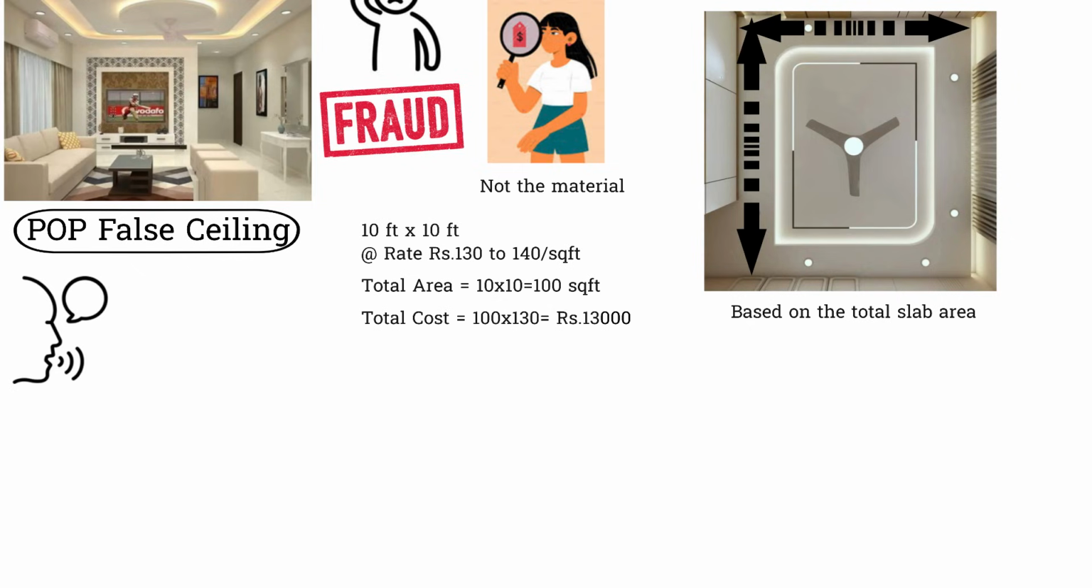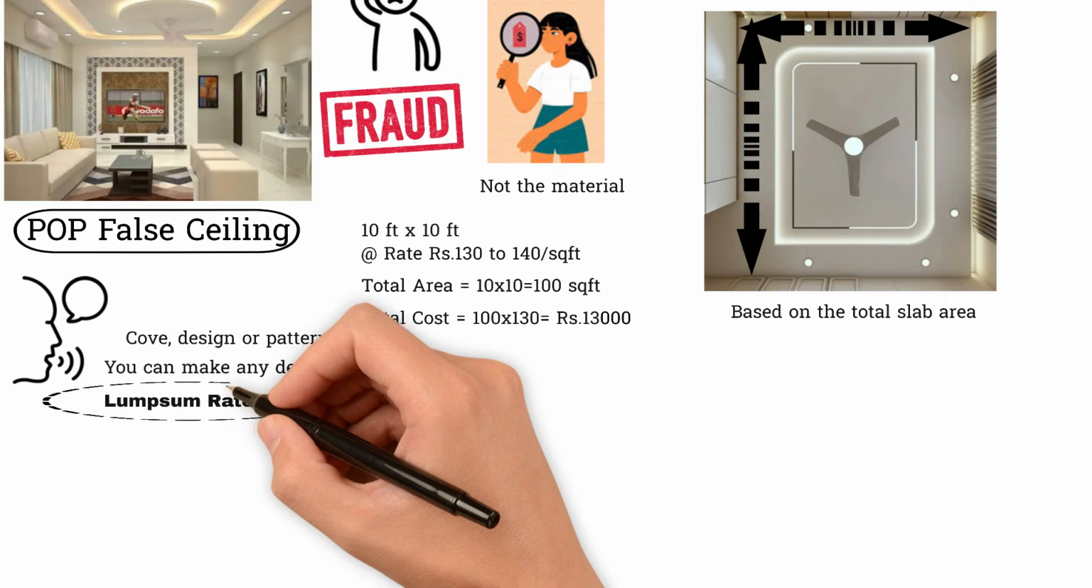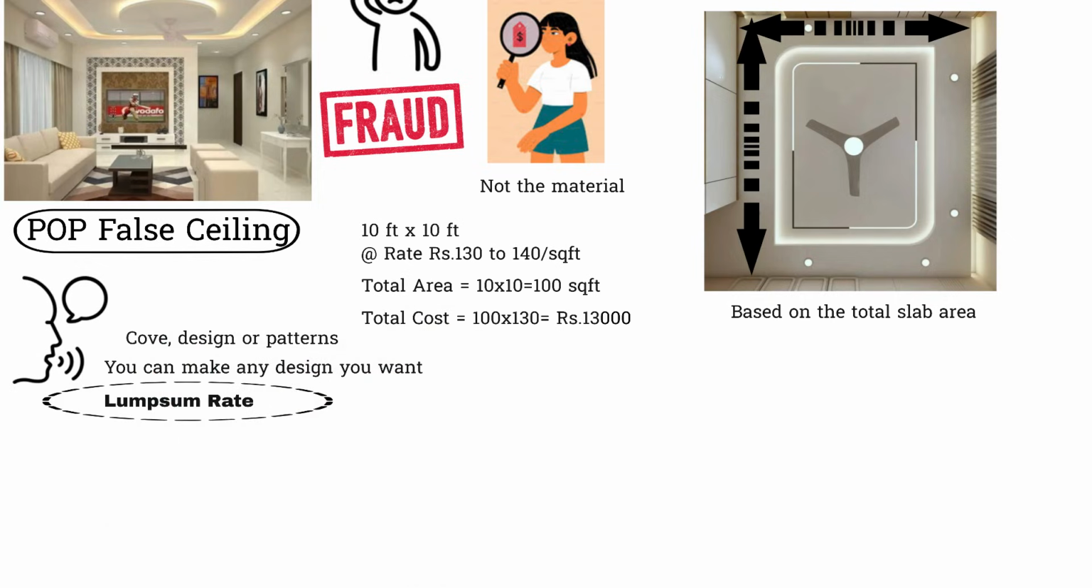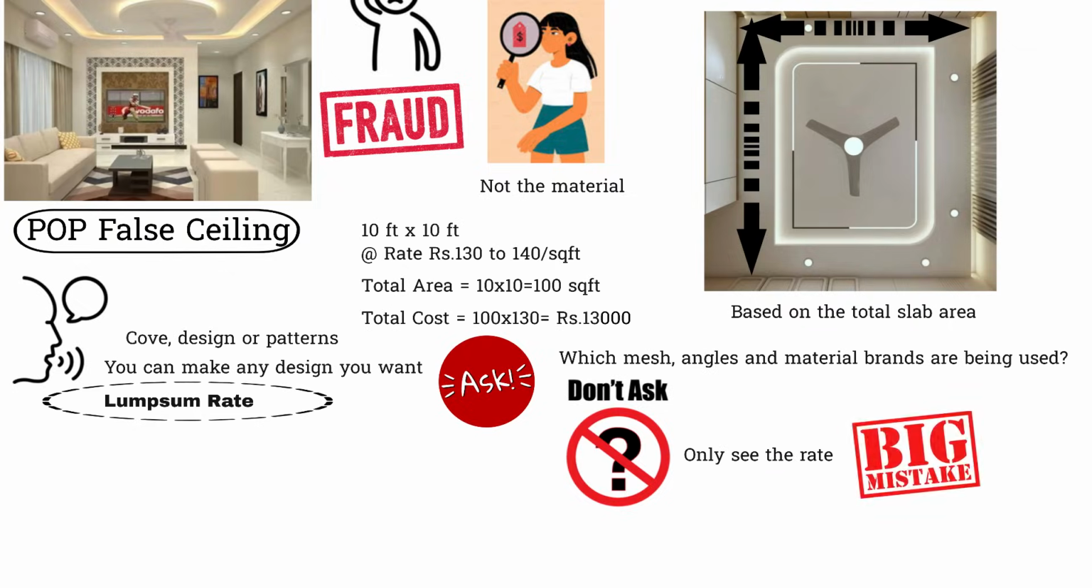They usually say that you can make any design you want, cove, borders or patterns. This is called a lump sum rate. In many cases, material quality is reduced in this method to manage costs. That is why you should always ask which mesh, angles and material brands are being used. Most people do not ask this and only see the rate, which is a big mistake.